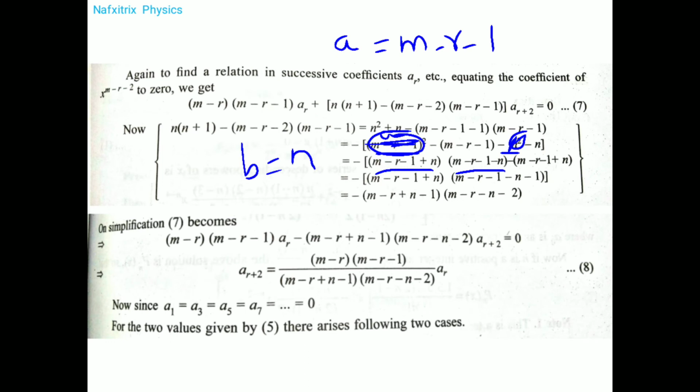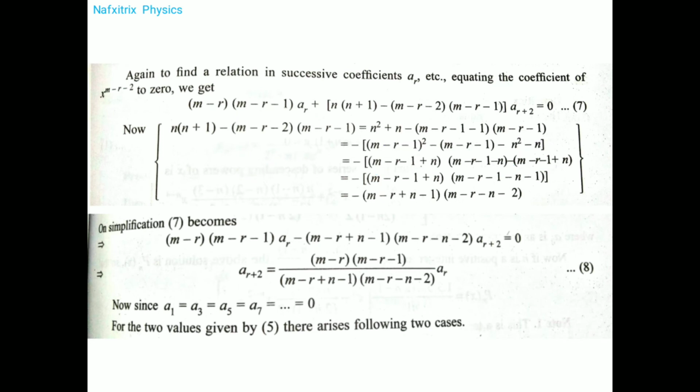So minus of m minus r minus 1, so minus of m minus r minus 1. If we just take minus common, so minus plus n. So again if we multiply, we would get the same. So here minus is there, so minus is taken out, so m minus r minus 1. And here also if you take out minus plus n. So like that, that is the simplification. And next what is remaining here is, so here also m minus r minus 1 plus n, and here also m minus r minus 1 plus n.